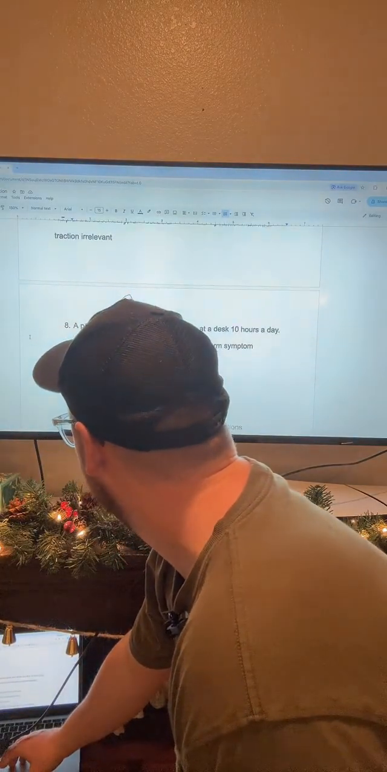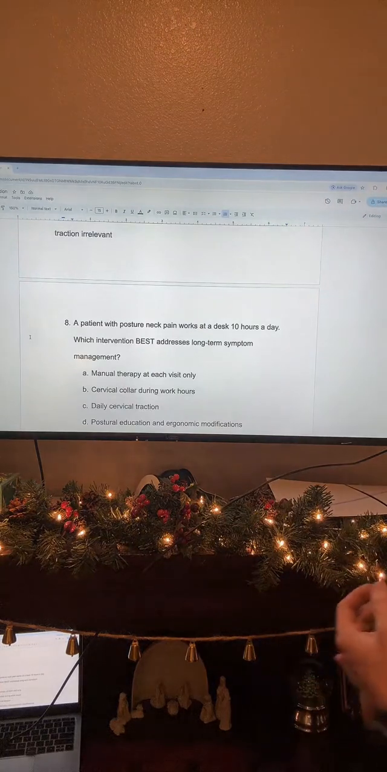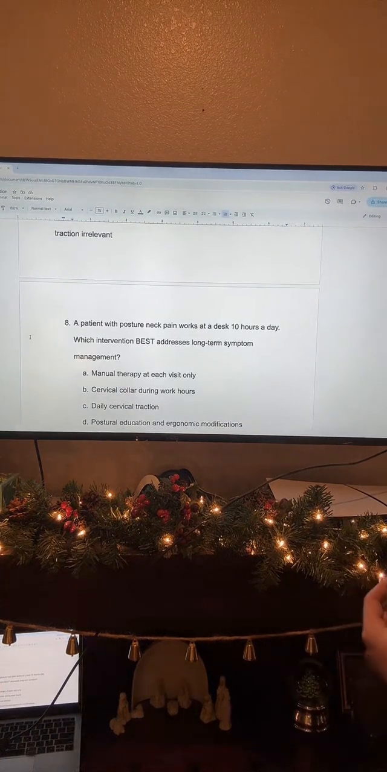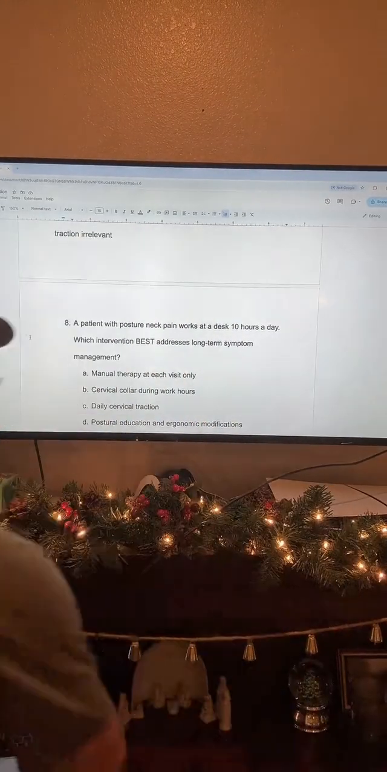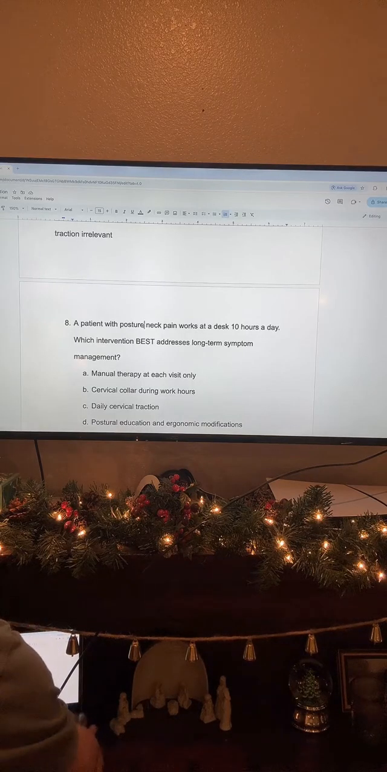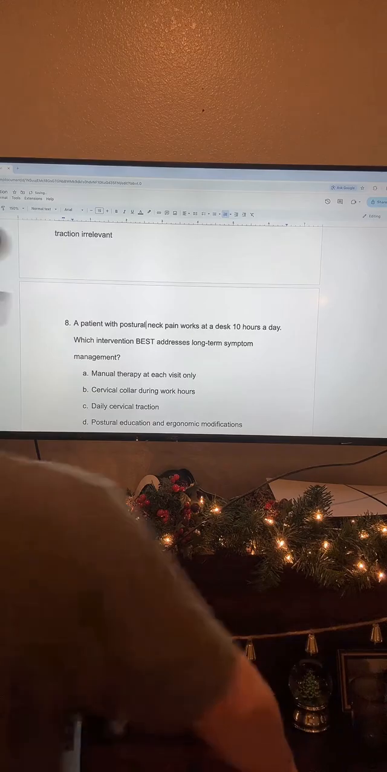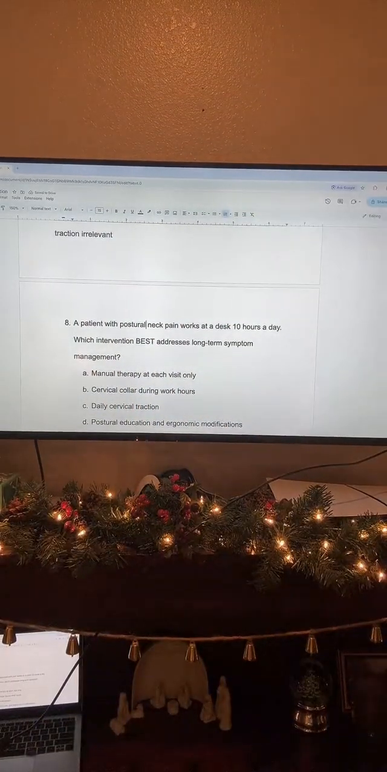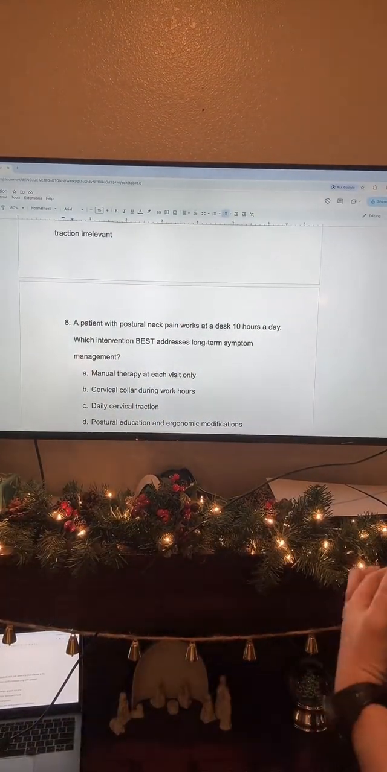Number 8, a patient with postural, sorry, that was a bad mistype. A patient with postural neck pain works at a desk 10 hours a day. Which intervention best addresses long-term symptom management? I'm going to fix this because that's going to bother me. Okay, a patient with postural neck pain works at a desk 10 hours a day. Which intervention best addresses long-term symptom management?